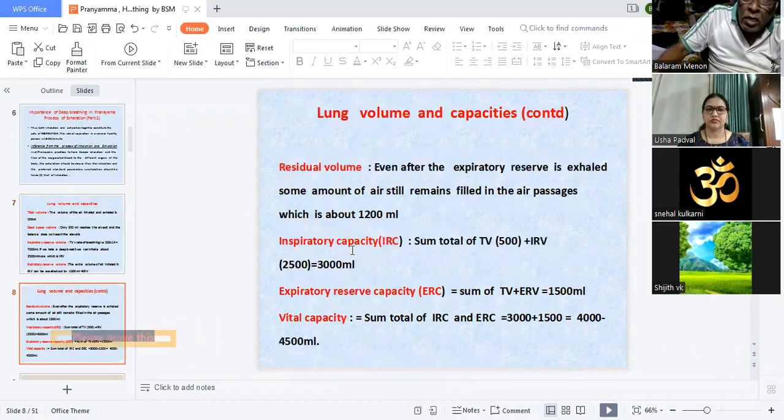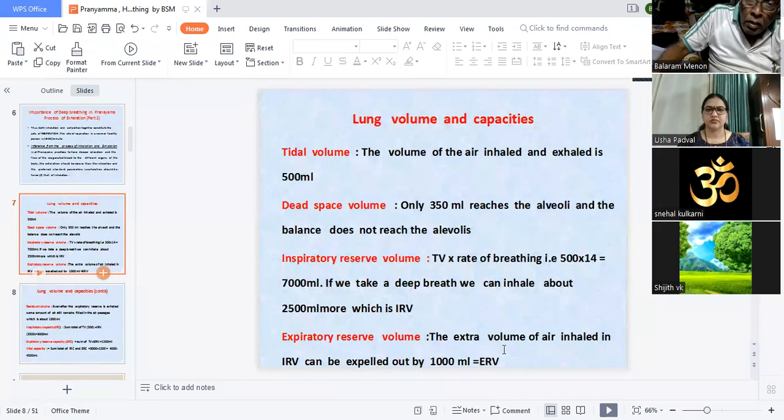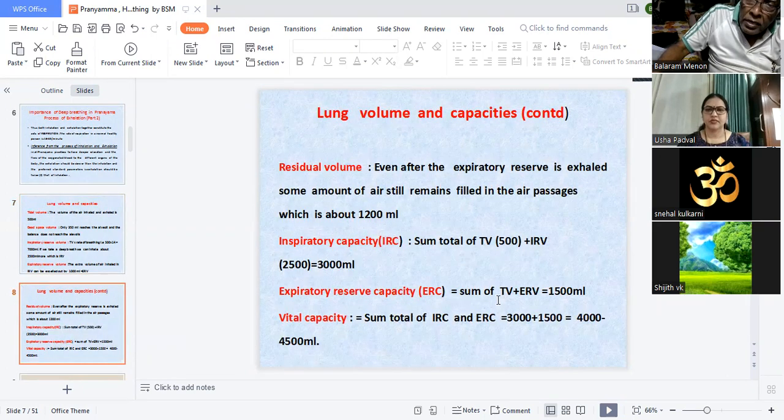Inspiratory capacity: sum total of TV 500 plus IRV 2500 ml is equal to 3000 ml. Expiratory capacity is the sum total of TV, that is 500 ml, plus ERV, which is 1000 ml. So tidal volume plus ERV is equal to 1500 ml.